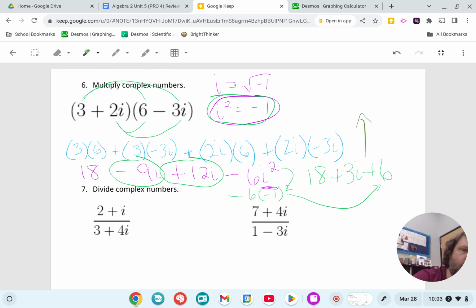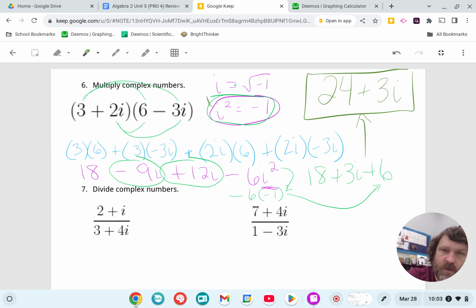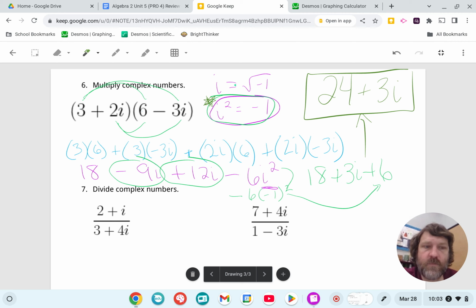And then lastly, we're going to jump over, and I'll put my answer up here. 18 and 6 need to be added together. That's 24 plus 3i, and that's the reduction of all of that after it's multiplied out. So you're doing the FOIL method. It's just that you have to remember these other little things, especially this i squared thing. That's going to come into play every time you FOIL complex numbers.